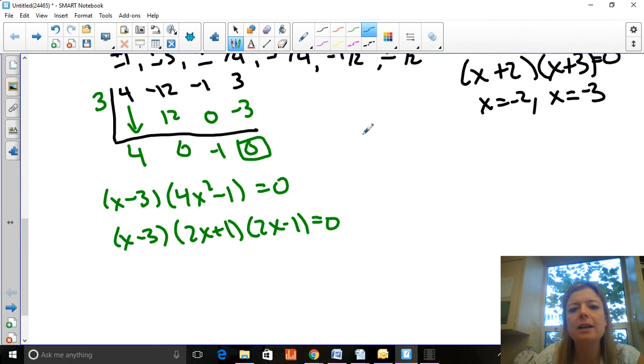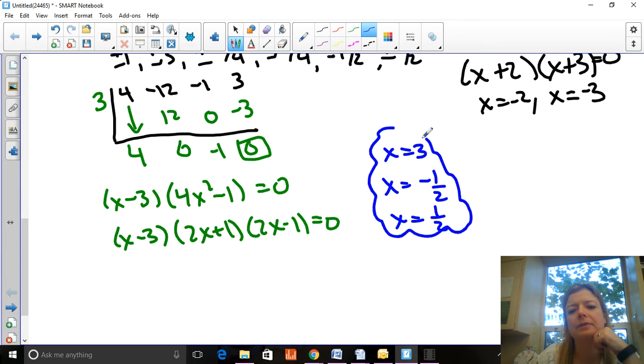Now that's not enough. Now we actually have to give the solutions. That means x equals 3, x equals -1/2, or x equals +1/2. And those are our solutions. So let's think about what those mean.